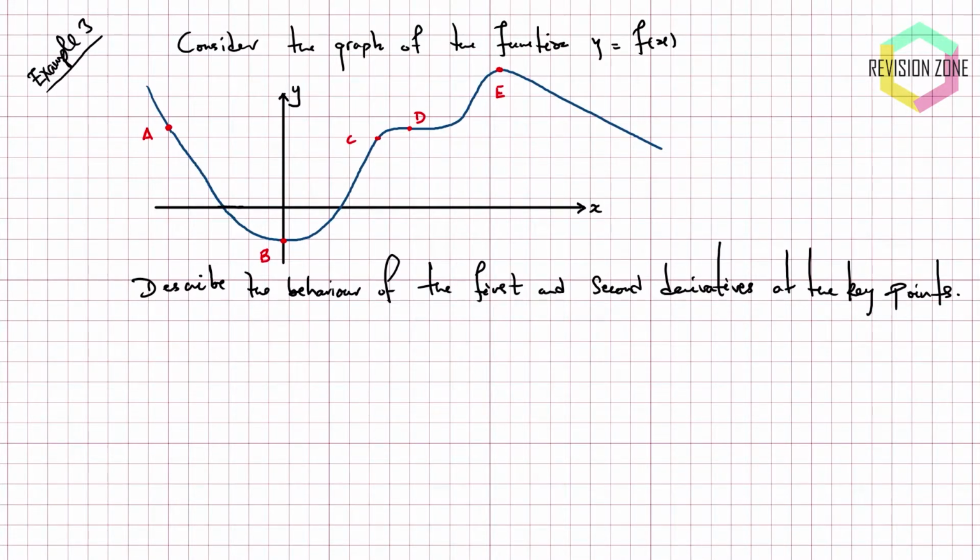Problem 3, we're given a graph of some function. We're not told what the function is, but we see the graph, and 5 key points have been marked on the graph.